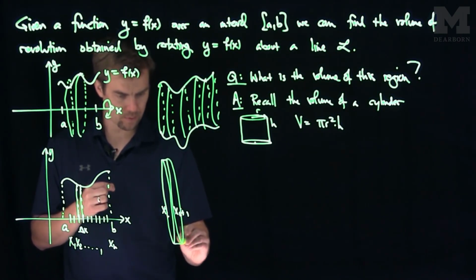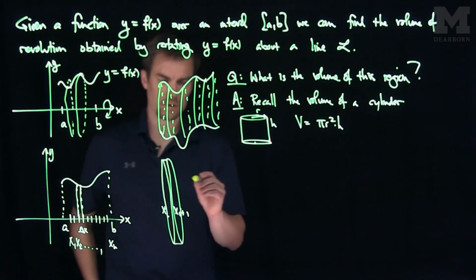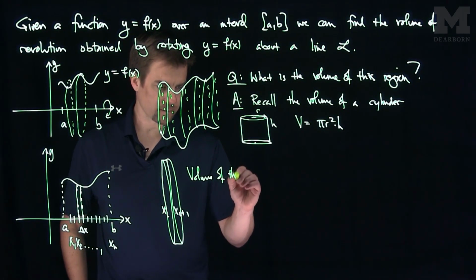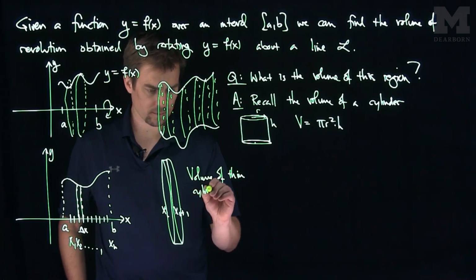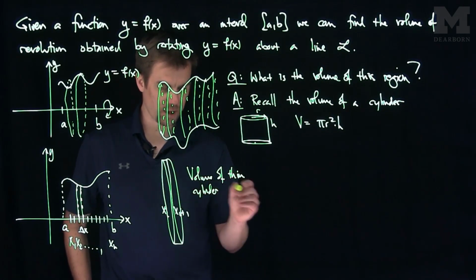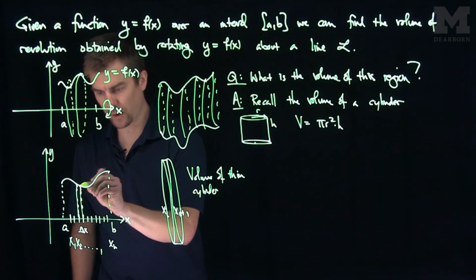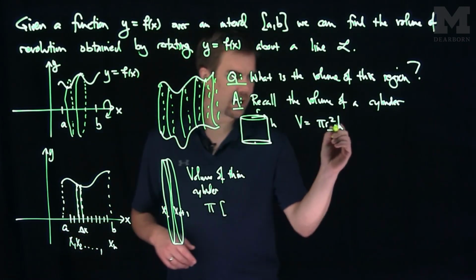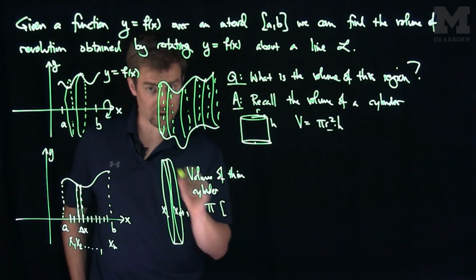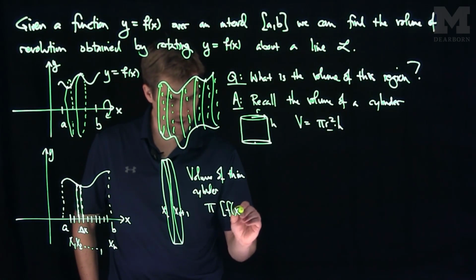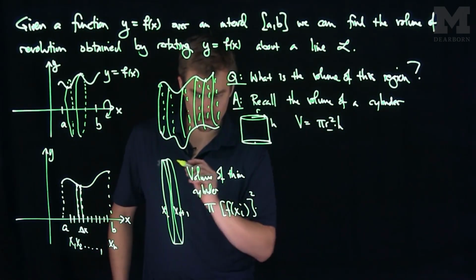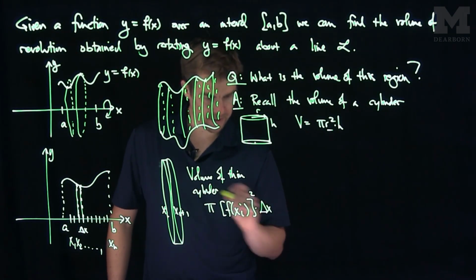It's going to be this really thin cylinder. And so the volume of this really thin cylinder is going to be the function's height at one of those endpoints. You can pick either one because they're very close by continuity. So it'll be pi, and then the radius of this cylinder will be the function's height. So this will be f of xi squared. And then the height is just going to be a delta x.